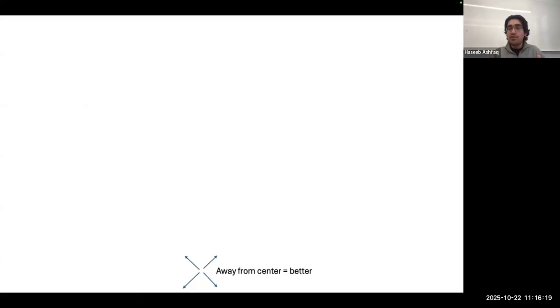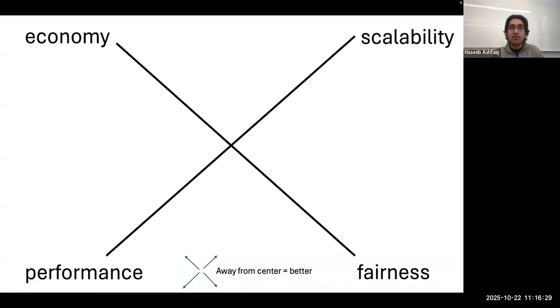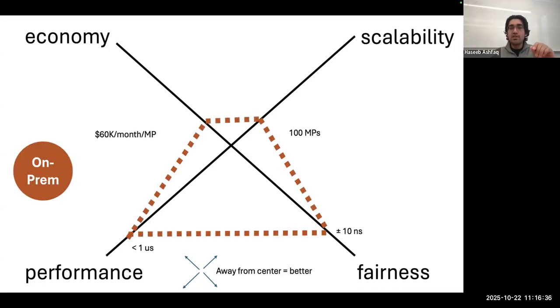So now I'm going to present where Onyx stands compared to the other exchange mechanisms. We have four axes here: economy, fairness, performance, and scale. Away from the center means better. On-prem exchanges do badly on economy and scale. They are very expensive because specialized infrastructure is used and there are high fees for those equal length and low jitter switches, and the scale is low, only 100 or 200 MPs in a typical exchange, while the performance is really good.